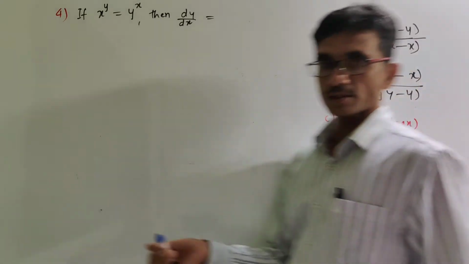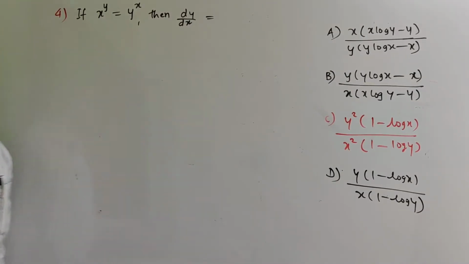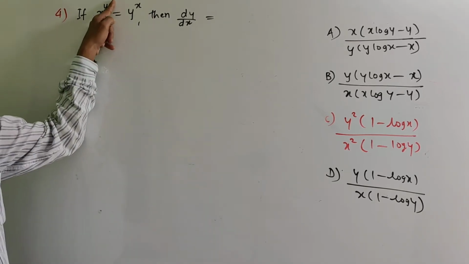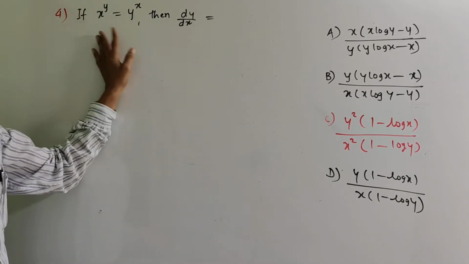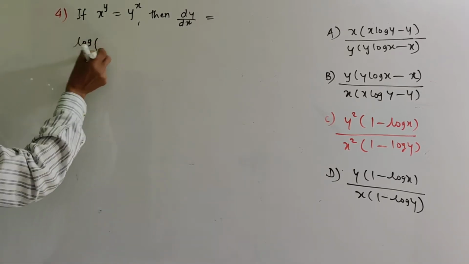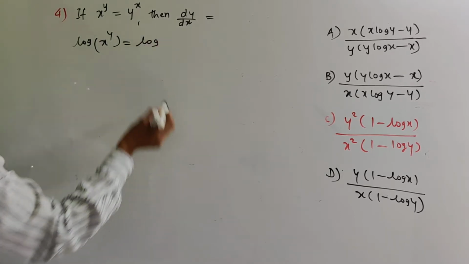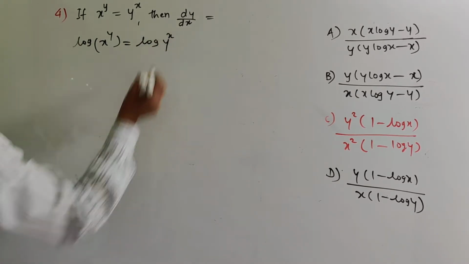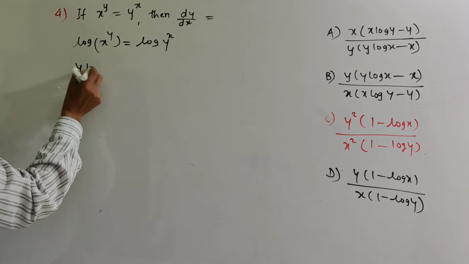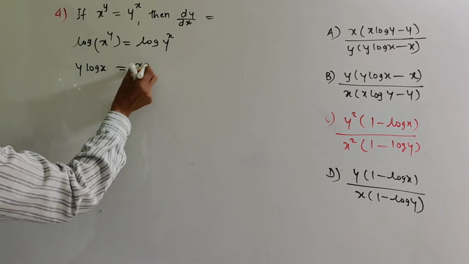Fourth question, x raised to power y equals y raised to power x. So in this form, it is a function raised to power function. So we take log of both sides. We take log of x raised to power y is equal to log of y raised to power x. This is y log x is equal to x log y.